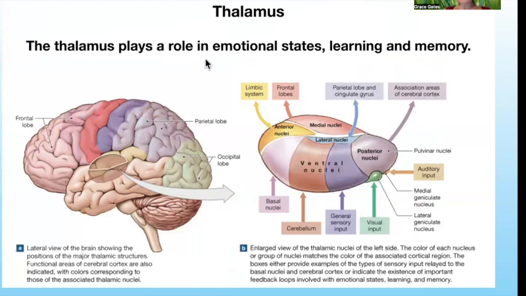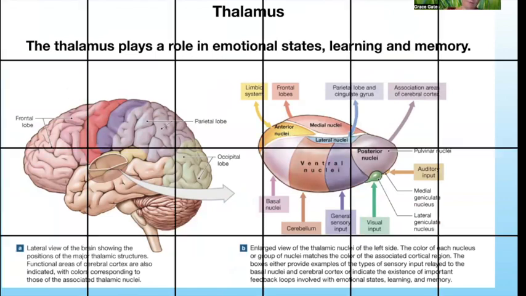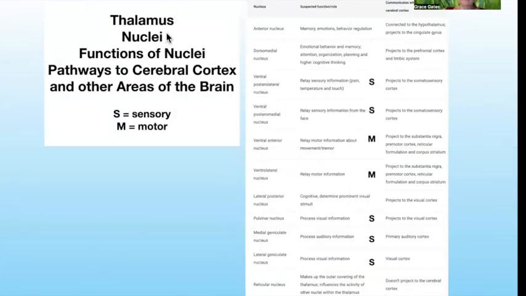The thalamus also plays a role in emotional states, learning, and memory. And here is a list that talks about the thalamus, the different nuclei, the functions of the nuclei, and the pathways to the cerebral cortex and other areas of the brain. Okay. So I put a little S if the nuclei and the function had something to do with sensory pathways, and an M if the nuclei had something to do with motor pathways.